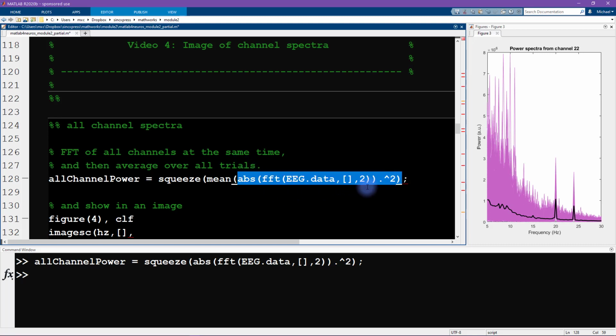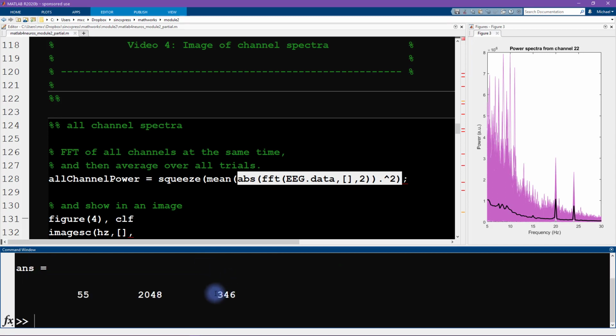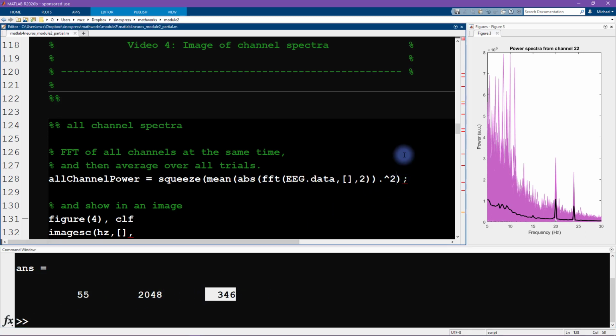So just to make sure that we can think about this in the right way, I'm going to copy this, which is the input, into the mean function, and write size of this input, and we want to average over trials, which is the third dimension. So therefore, I will write comma 3. So that's going to make sure that we are just averaging over trials.